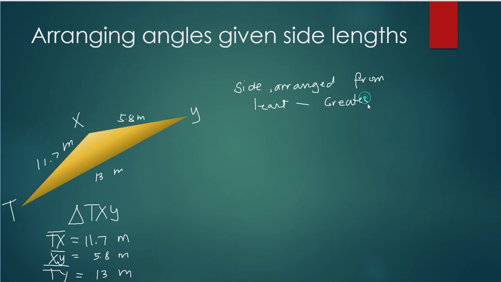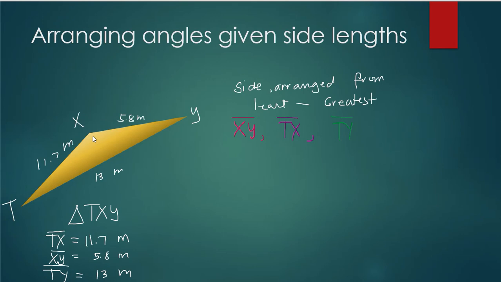Okay, so you know already that the lowest value side is XY. So you would write XY, and then next to XY, of course, is side TX, because side XY is 5.8 and side TX is 11.7. And then the next is side TY, which is the longest. Okay, it's easy to arrange the sides because they already have it.